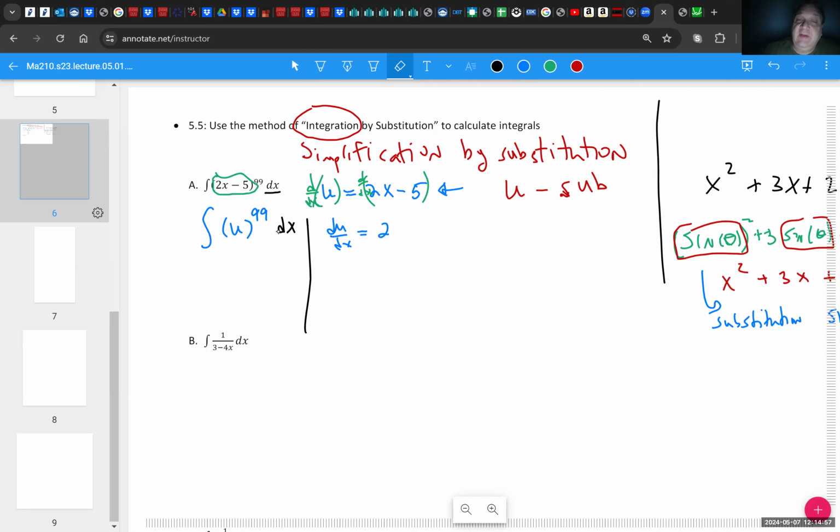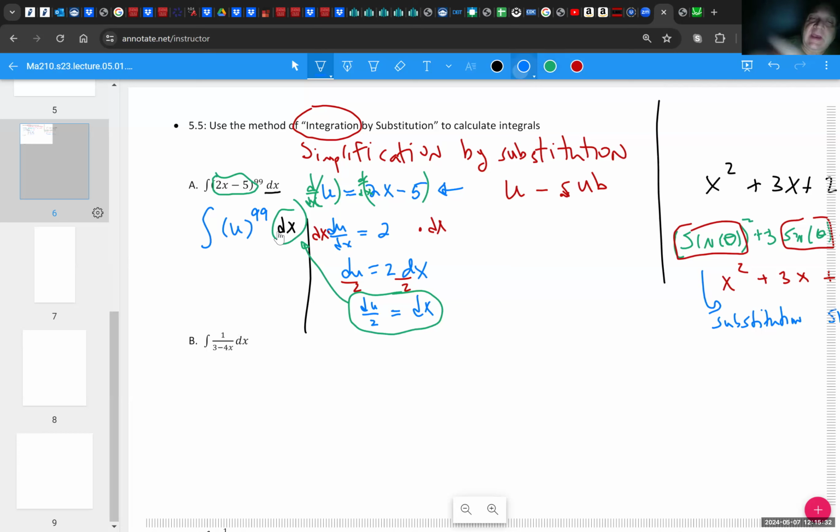And I can use my algebra now to solve this for dx. I can certainly write this as du is equal to 2 dx by multiplying both sides by dx. And then I can divide by 2 on both sides. And I have my formula for dx. dx is du divided by 2. So now I know how to get rid of this dx. This dx is precisely du divided by 2.